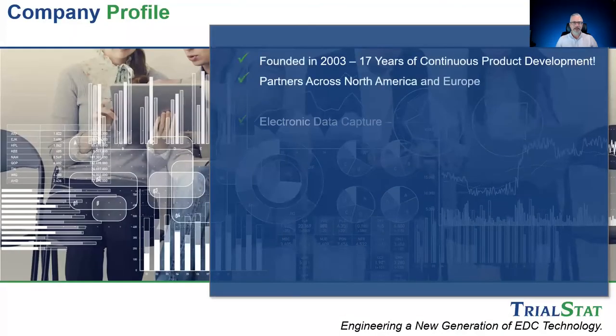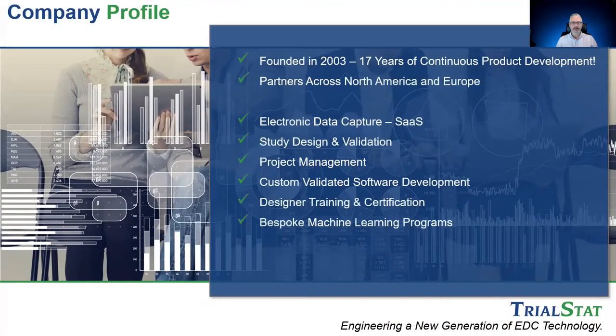TrialStat was founded in 2003, and over the last 17 years, we have had continuous product development, which is astounding. We run an agile development methodology, so we have a quarterly release cycle. So we've been innovating on our platform for the last 17 years, and I'm going to take you through some of the core capabilities, but also some of the newest features that we've brought into the platform.